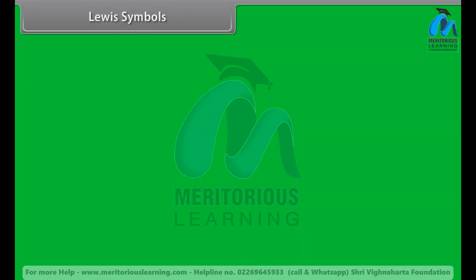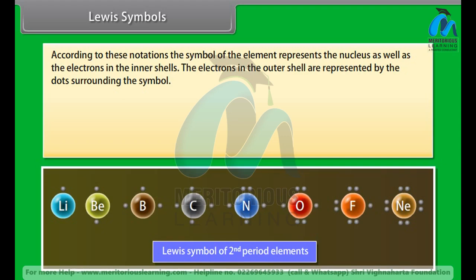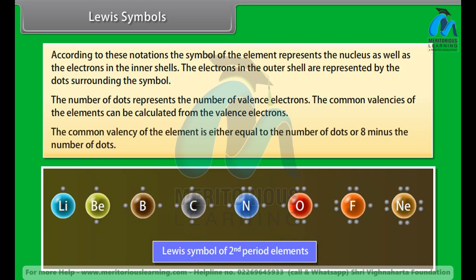Lewis symbols. According to these notations, the symbol of the element represents the nucleus as well as the electrons in the inner shells. The electrons in the outer shell are represented by dots surrounding the symbol. The number of dots represents the number of valence electrons. The common valencies of the element can be calculated from the valence electrons. The common valency of the element is either equal to the number of dots or 8 minus the number of dots.